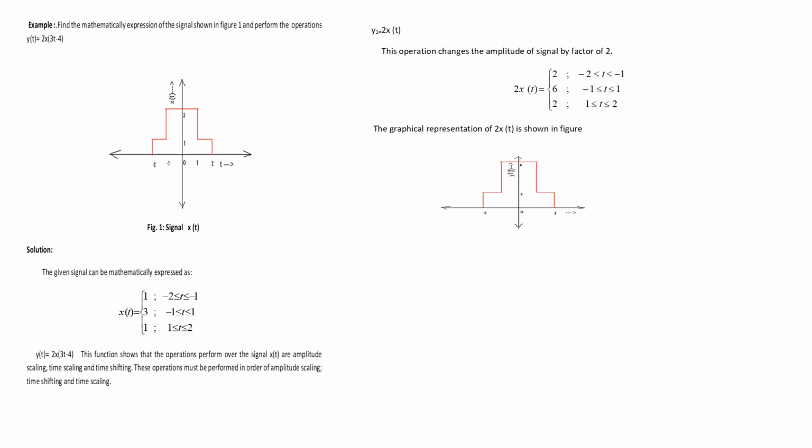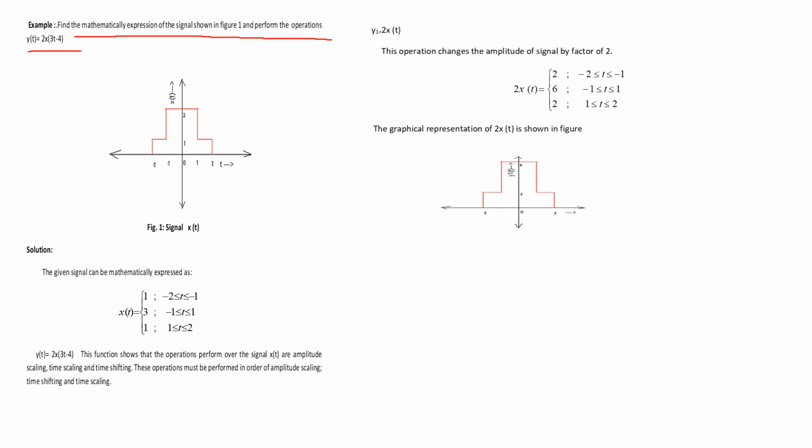So let's take one of the important examples: find the mathematical expression of the signal shown in the figure and do the operation y of t equal to 2x of 3t minus 4, where the given signal is from minus 2 to 2. So first, we have to write the mathematical expression of the given signal.